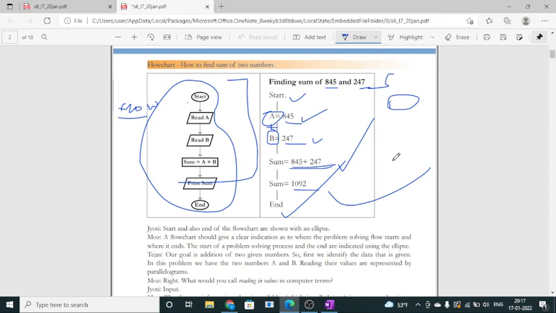To write this process, we'll do it this way. First we do start. Start is always taken in a circle. This is a rule. Then we have to read the value A, then read value B. Then the third step, we add both variables. Then we print the sum. Then this flowchart is completed. This is so easy.